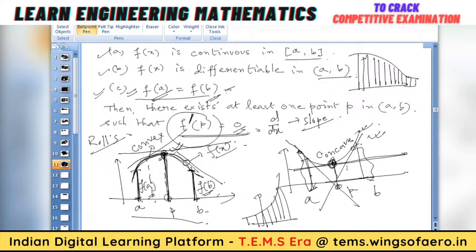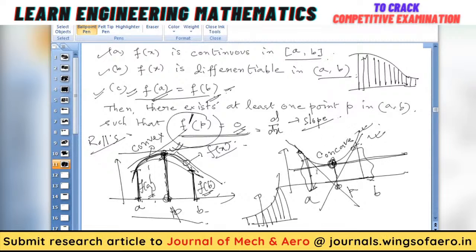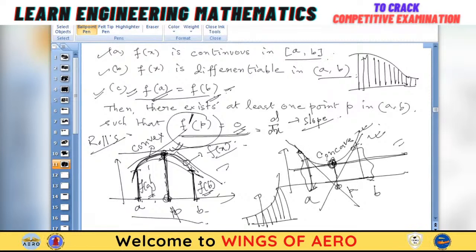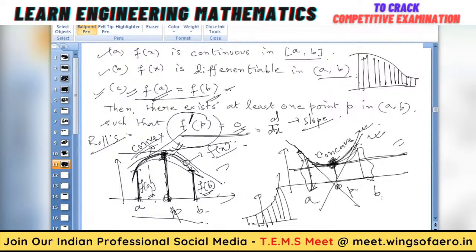If the function is either a convex or a concave function, then we can find the derivative equal to 0 in between this interval. There is at least one point we can find where the derivative is equal to 0. That is, either the function has some maximum value or the function has some minimum value. And this is obvious. If it is a concave function, obviously this function has some maximum. If it is a convex function, obviously we can find a minimum. This is very obvious.